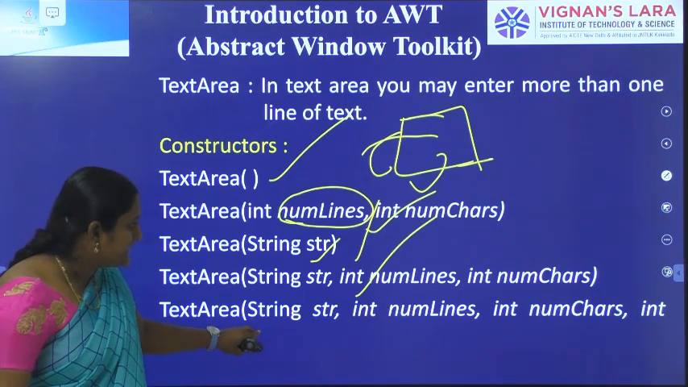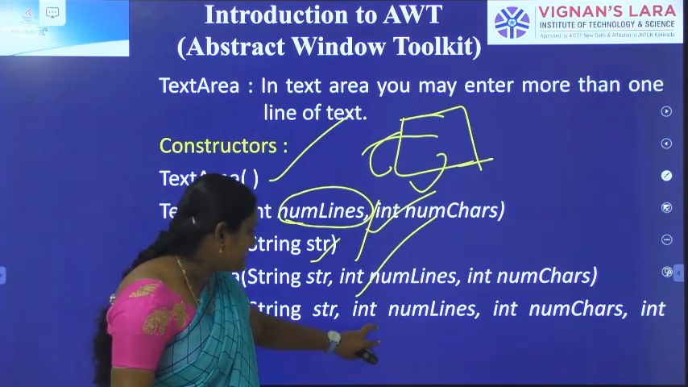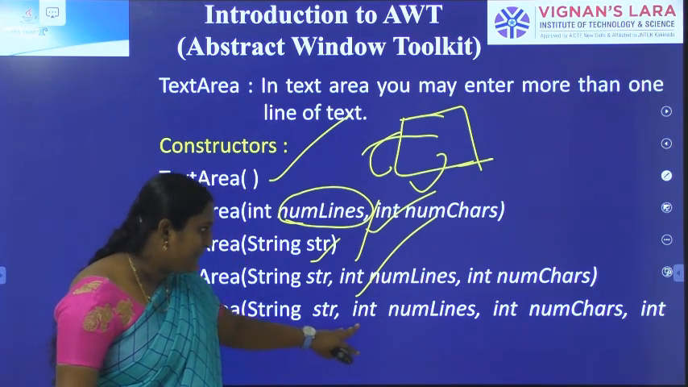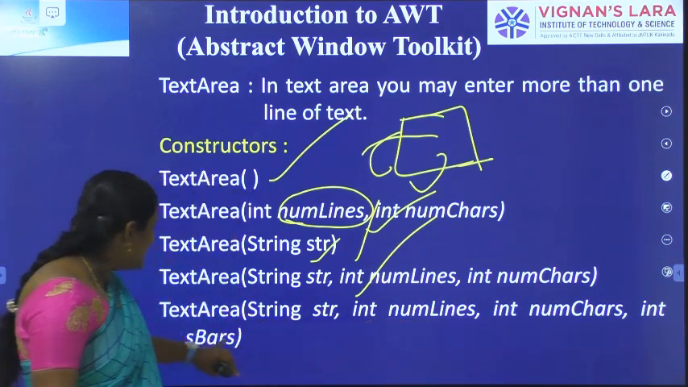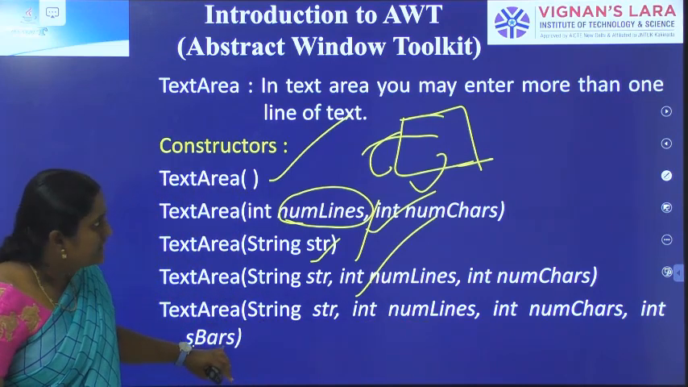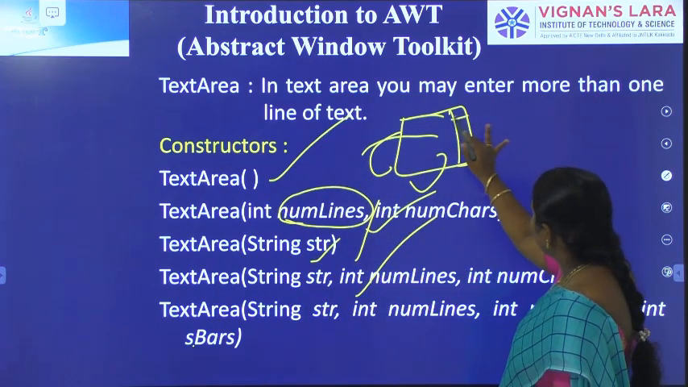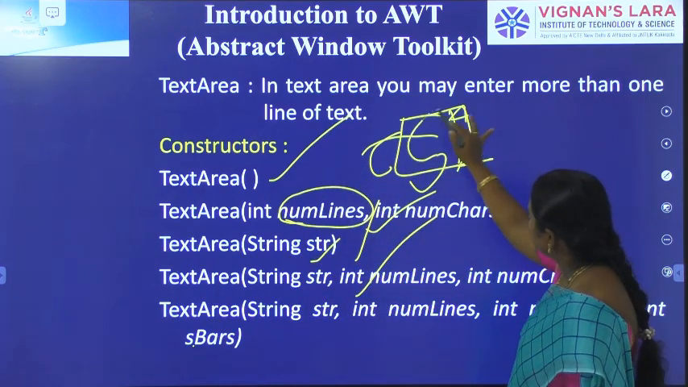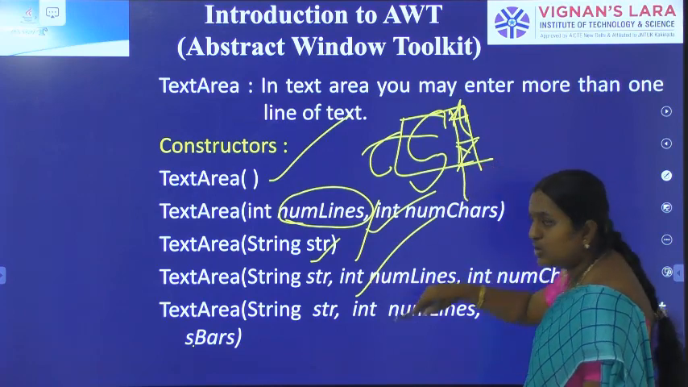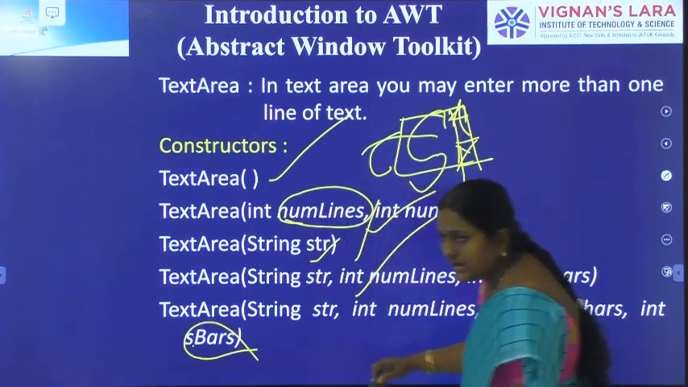These constructors have four arguments: string type, number of lines, number of characters, and sbars, which means scroll bars. Sometimes our text is greater than the component area. We can scroll up and scroll down by using scroll bars.